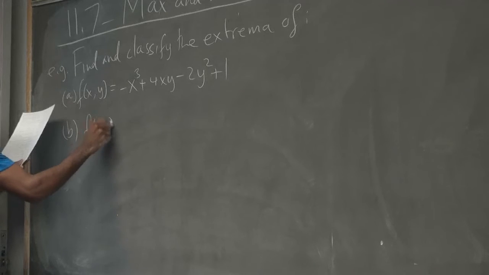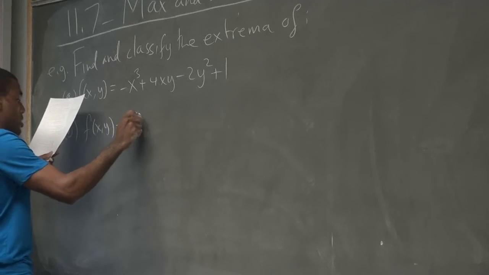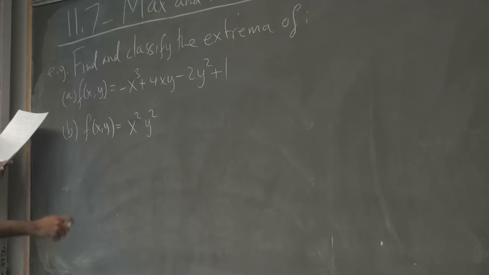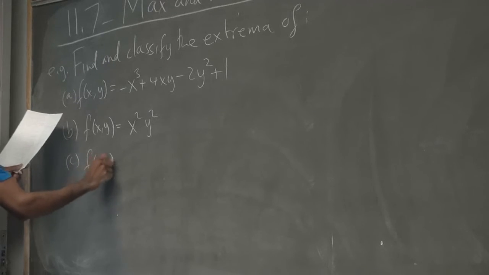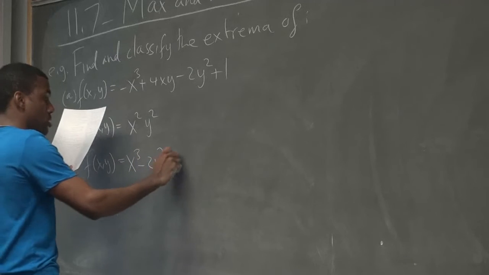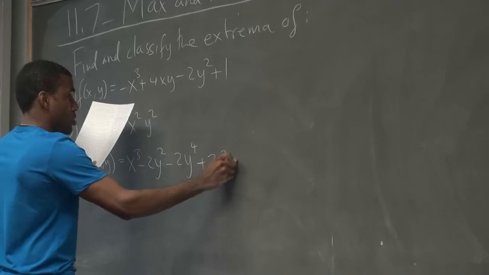f of x, y equals x squared y squared. And another one: f of x, y equals x cubed minus 2y squared times 2y to the 4th plus 2x squared.